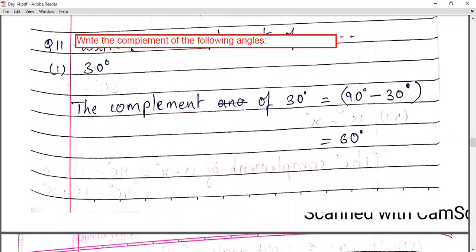Question number 11 is, write the complement of the following angles. So just remember that complementary angles are the two angles whose sum is 90 degrees. Here, if one angle is given as 30 degrees, then the other angle will be 90 degrees minus the given angle. So the complement of 30 degrees will be equal to 90 minus 30 degrees. 90 minus 30 will give you 60 degrees.